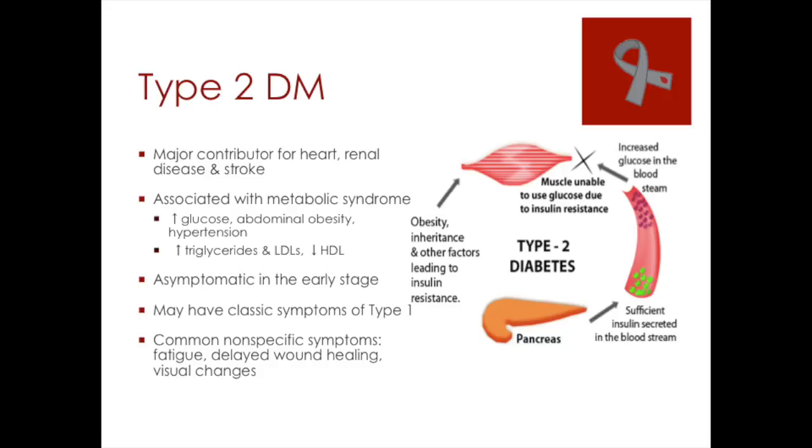Type 2 cannot effectively use the insulin the body produces, but once given that insulin via medication, the body manages as it should. The onset is insidious, unlike type 1, and we see this most in older adults. It is asymptomatic in the early stage, so we don't have the 3 Ps. We may see the classic Ps, but commonly we see non-specific symptoms such as fatigue, prolonged wound healing, and visual changes.